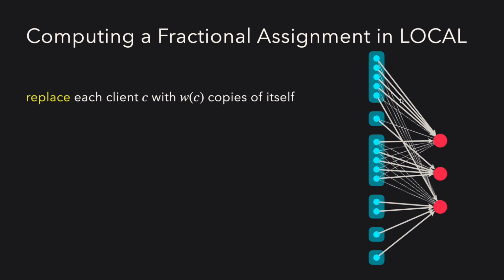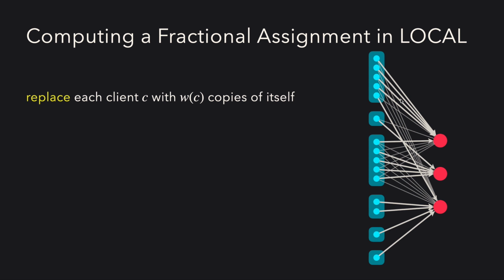Remember, these client copies are not actual nodes in the network. But still, any algorithm on this client duplicated graph is easy to simulate in LOCAL, since every message between real nodes in the network can just contain all the sub-messages with the relevant copy indices. I want to emphasize that this is the only step that does not run efficiently in the CONGEST model.